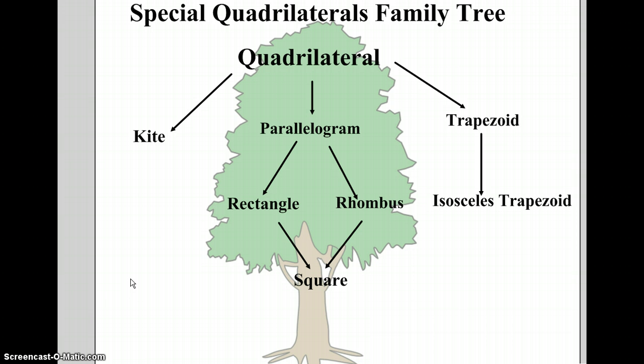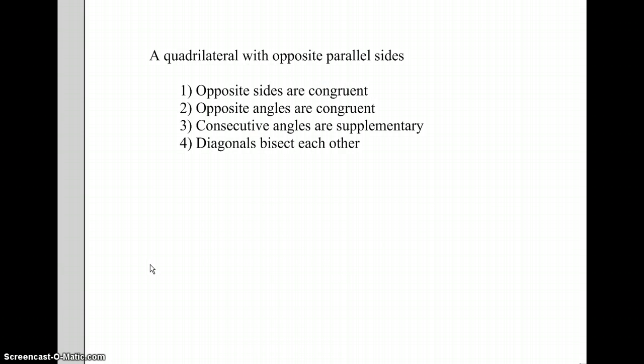Now, the bulk of the family you'll see lies under the parallelogram. So parallelogram, again, we learned about this, is a quadrilateral with opposite parallel sides. But there are four things that are also true. And we've already talked about a couple of them. We just haven't really talked about the diagonals yet.